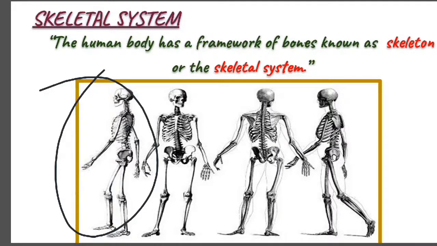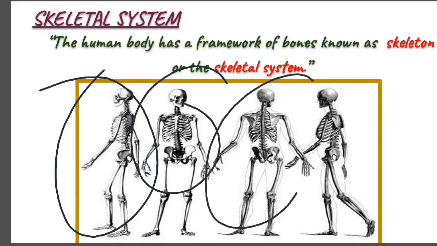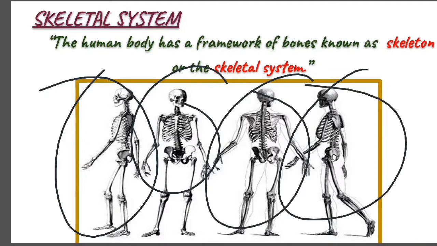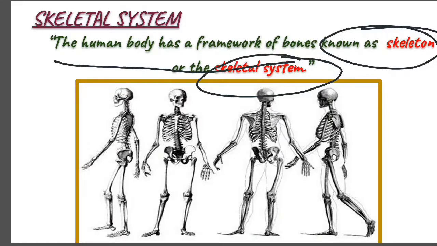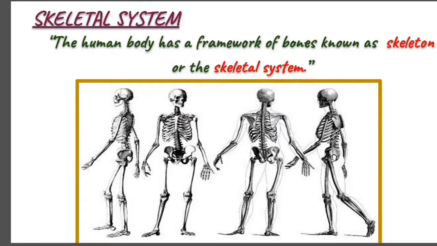And why am I using the word frame? Because it gives you a kind of frame which is the human body. So this is the definition: the human body has a framework of bones that is known as the skeleton or skeleton system. So if we define the skeleton system, it is the framework of bones in the human body.